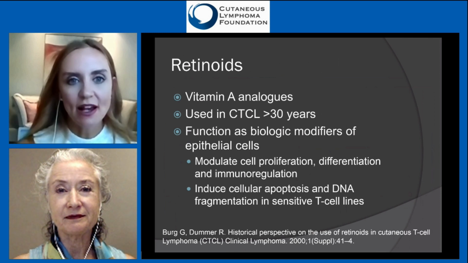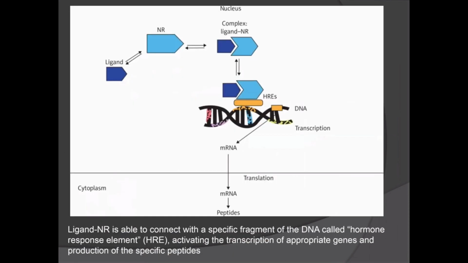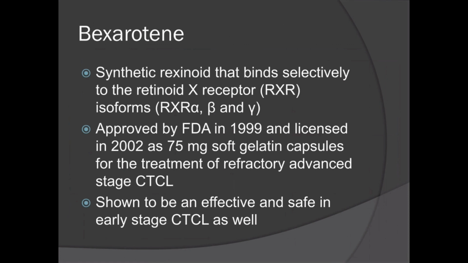They've been used in CTCL forever, and they function as biologic modifiers of skin cells. We know that they modulate how cells grow and how they differentiate. They also can cause cells to undergo something called apoptosis, or programmed cell death, and that the DNA fragmentation is very sensitive in T cell lines. So applicable here. Here you can see how there's activity within the nucleus on the double helix of the DNA, and this can affect which peptides are formed and how proteins are synthesized within the cell.